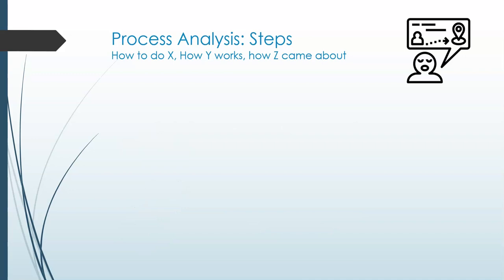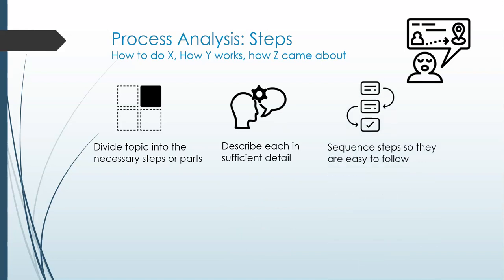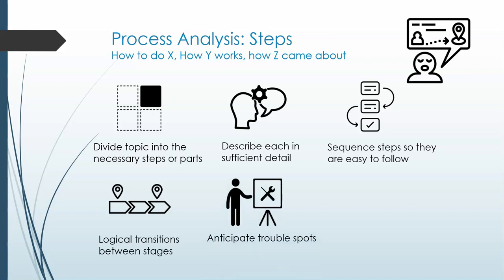Some of the things that you'll want to do in writing a process analysis is to separate the process into the necessary steps or parts, describing each in detail. You'll want them in a logical order so that they're easy to follow, with clear transitions to warn a reader when you're moving from one step to the next. One of the most important tips is to consider the trouble spots. What parts are readers most likely to have trouble understanding or performing?